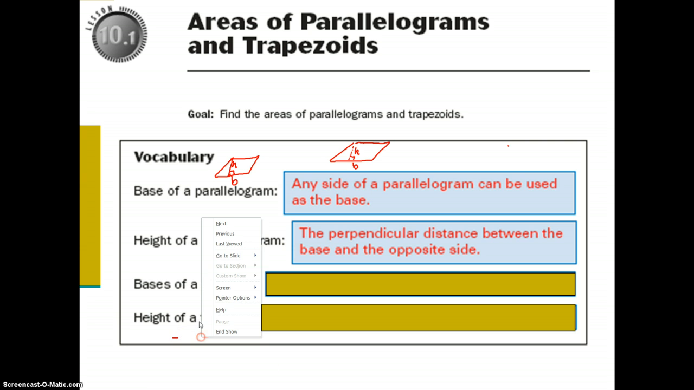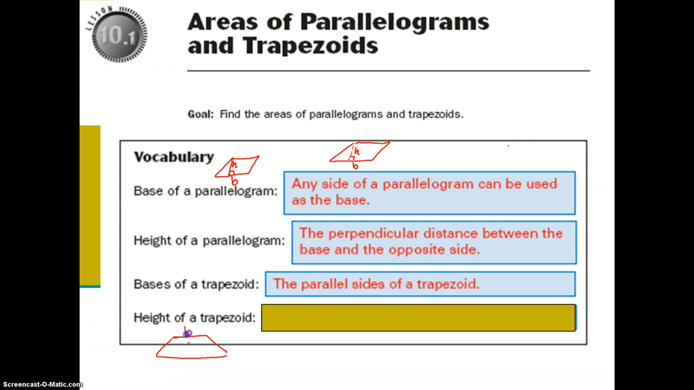Trapezoid. A trapezoid looks like this. It has one pair of parallel sides. The bases of a trapezoid are the parallel sides, so you have base 1, base 2. And it really doesn't matter which one's base 1 and base 2, just as long as you have two bases.